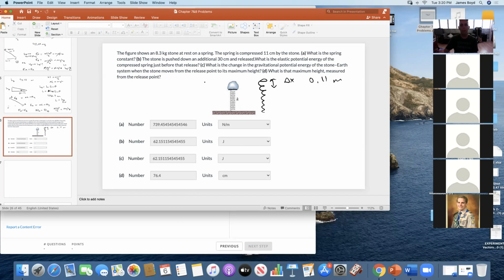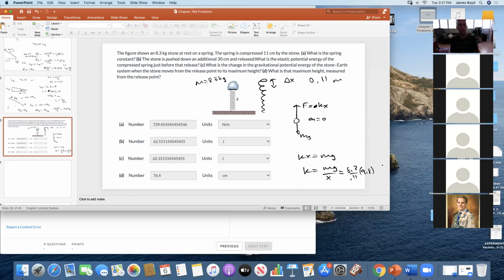We know that the stone weighs 8.3 kilograms. Again, mg is going to point down. Force of the spring is going to point up. And a is 0. So we have that kx has to equal mg, and k is mg over x, 8.3 times 9.8 divided by 0.11. So our spring constant is 739.45.